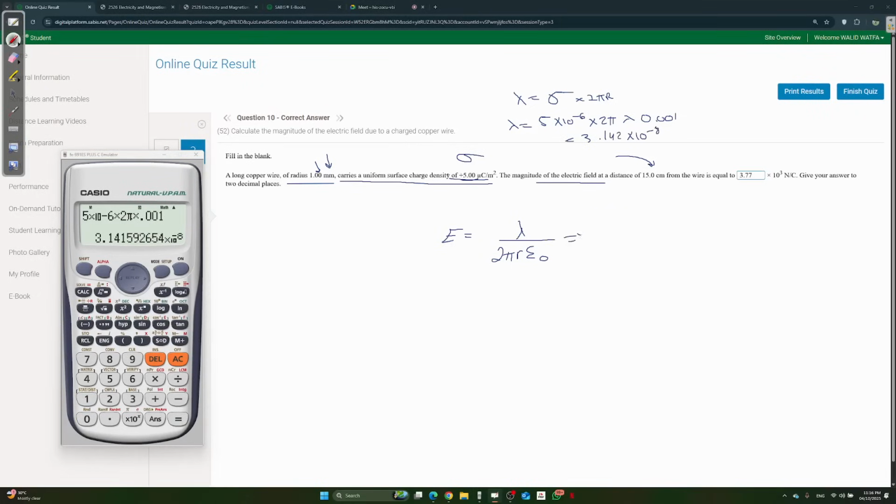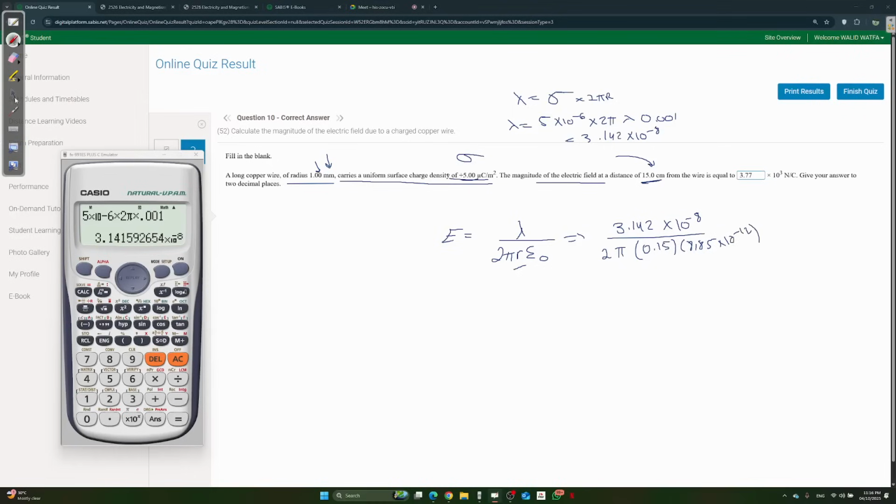So now let's find E. Lambda is going to be 3.142 times 10 to the minus 8 all over 2 pi. Now the radius here, r, is the distance. This isn't 0.001 anymore, it's the distance. So it's going to be 0.15, 8.85 times 10 to the negative 12.